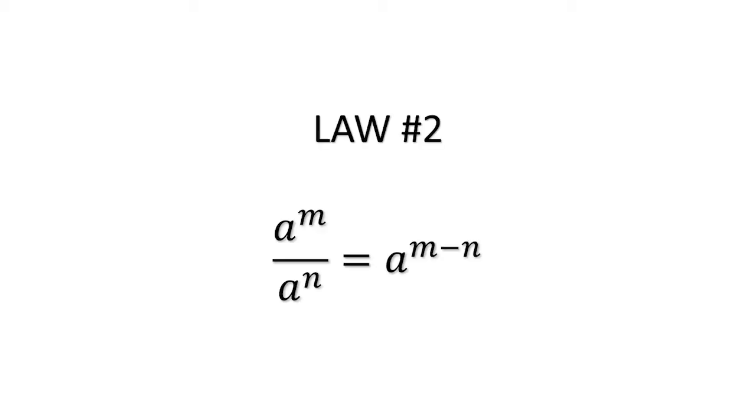Let's have a look at law number 2. Law number 2 states, if we have a to the power of m divided by a to the power of n, it will equal a to the power of m minus n, meaning that we will subtract the two indices if we divide, not multiply.